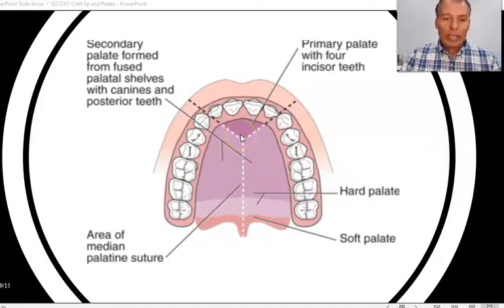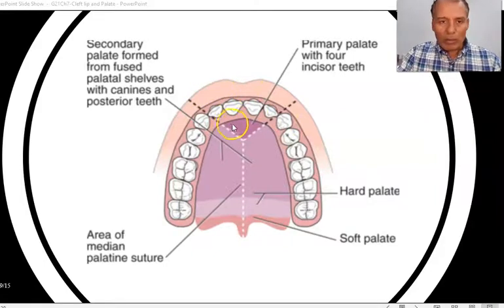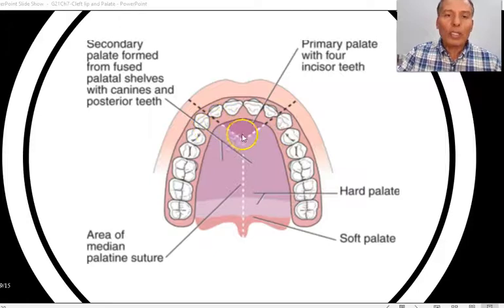So the fusion always happens in the front first. First, you have this little piece of the maxilla fusing with the other piece. So that part in the front, that bone where the teeth are anchored, first fuses to form the alveolar process. So that forms first, left and right, to form that triangle here. And once that is formed, then that shelf of bone extends posteriorly. And when this little premaxillary area fuses with the rest of the alveolar process, then you have a complete arch here.